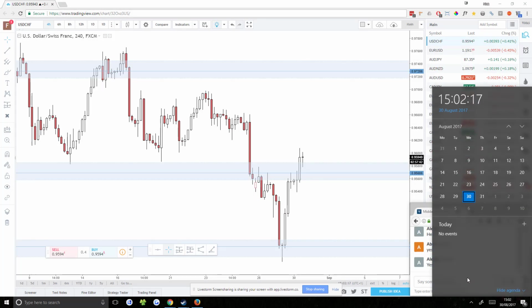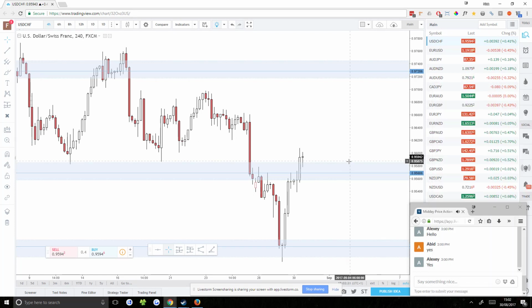Today is Wednesday, the 30th of August 2017. Time is 15:02 here in the UK. You're looking at a USD CHF 4-hour chart. So let's get into the analysis.